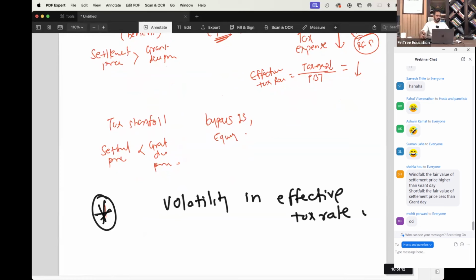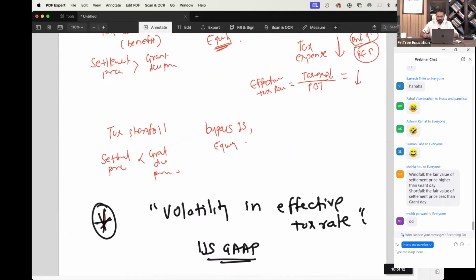Markets are volatile, right? So there are instances where my stock will fall. There are instances when the stock will go up at the time of settlement. This will cause my income tax expense to vary. This will create volatility in the effective tax rate, but that will not be the case under IFRS.